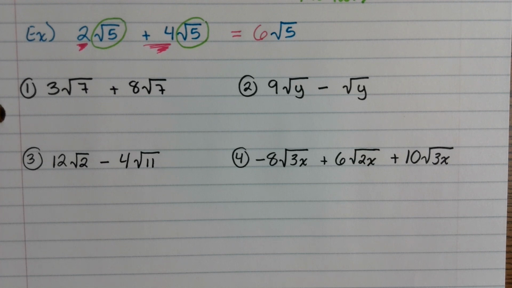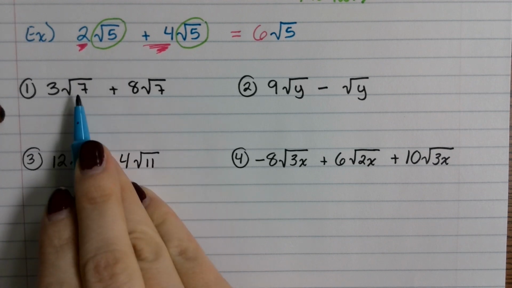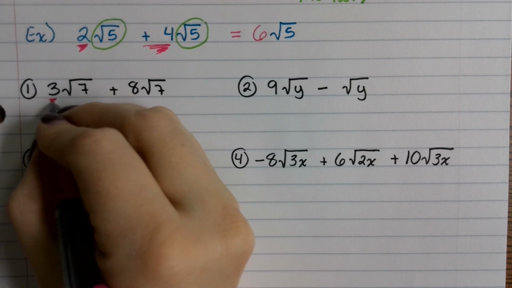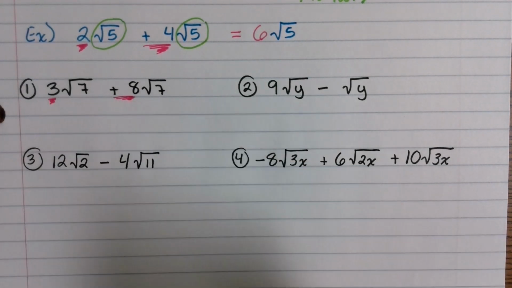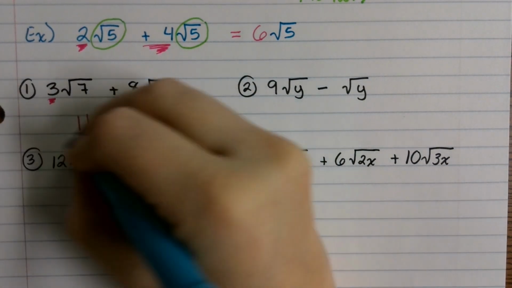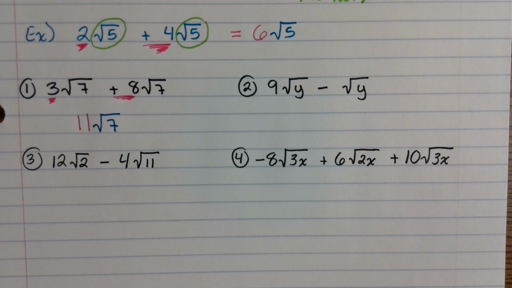All right, who can tell me what they got for problem number 1? Emiliano? 11. Good. 11 square root of 7. Again, the radical is the same. They both have a radical of square root of 7. So that means you're just going to focus on combining the 3 plus the 8. And 3 plus 8 is going to give you 11, so you get 11 square roots of 7. Okay, what about for problem number 2?